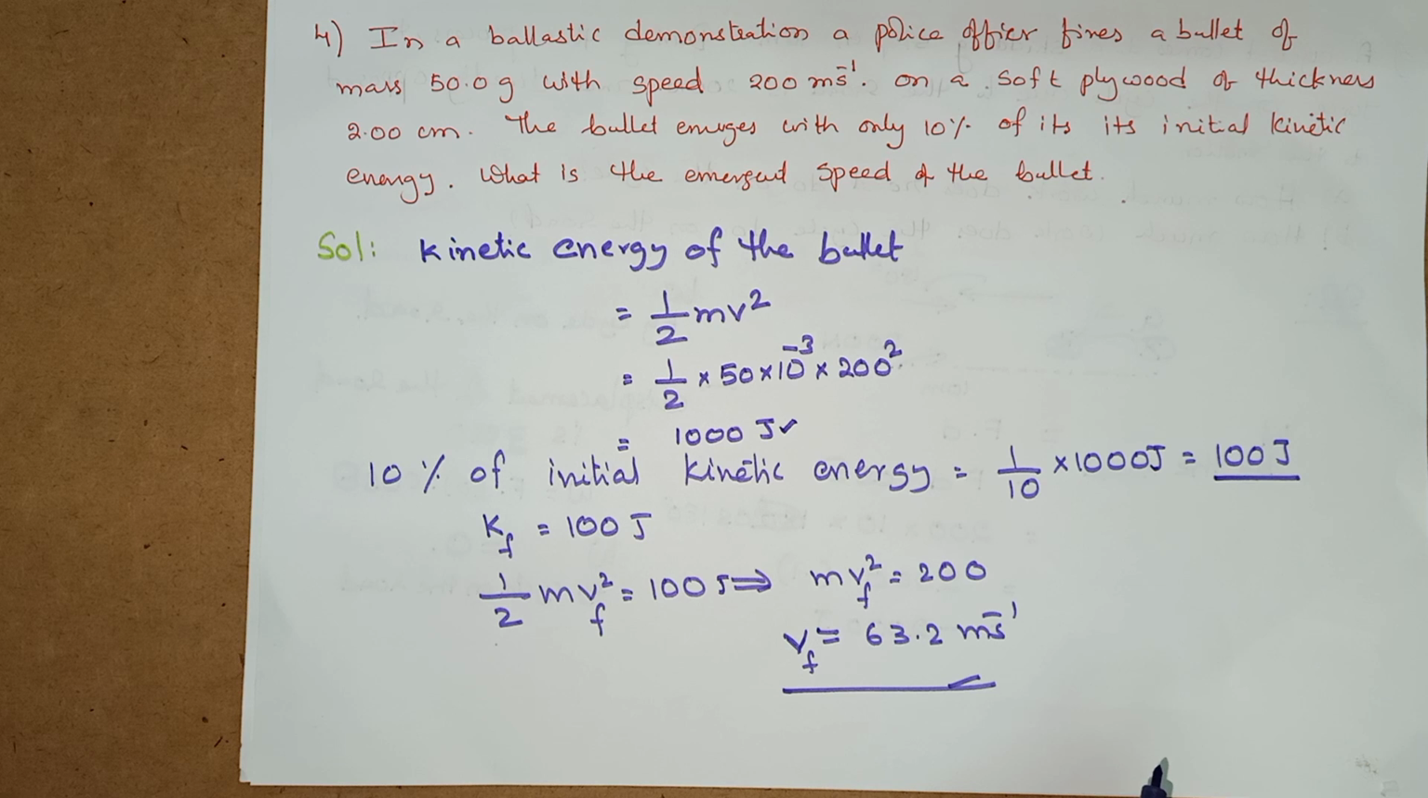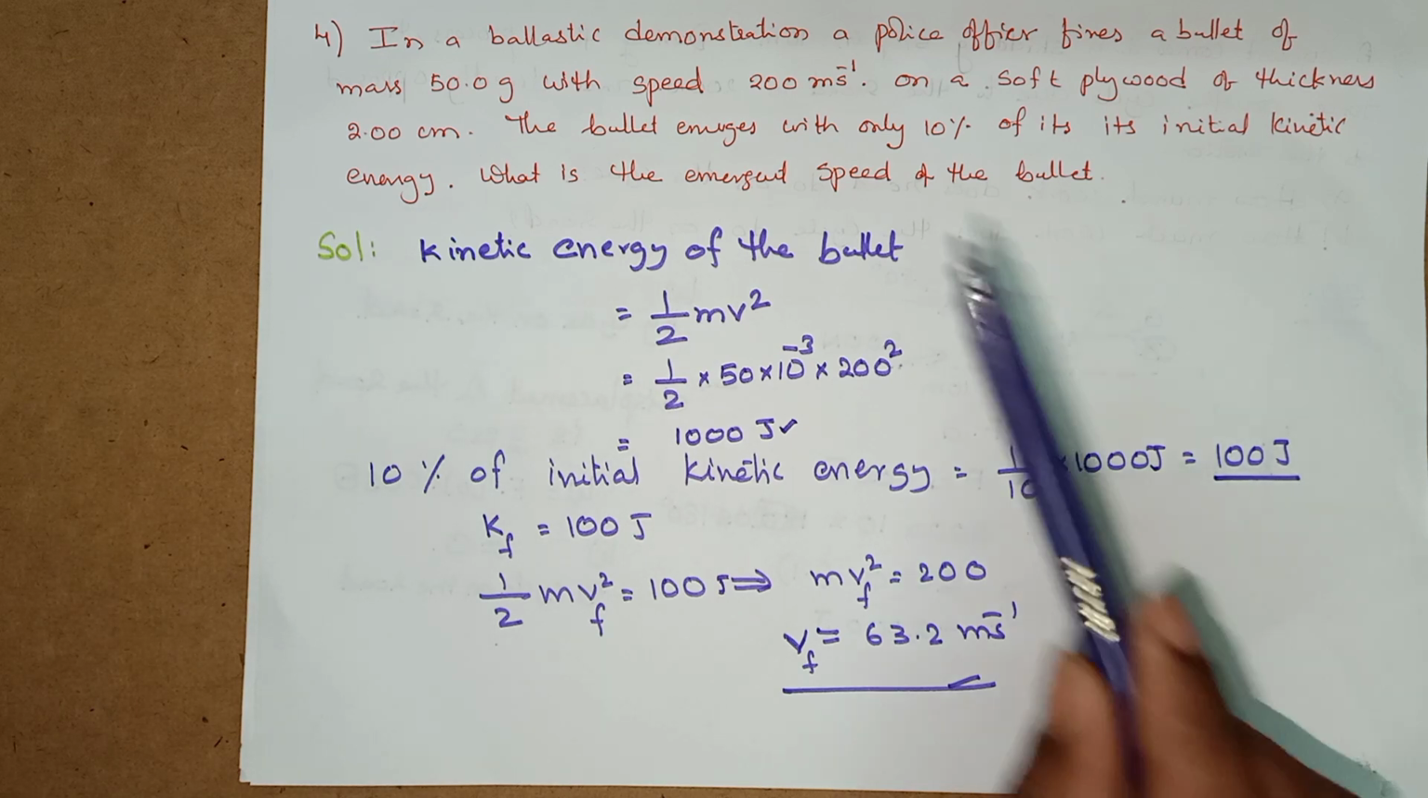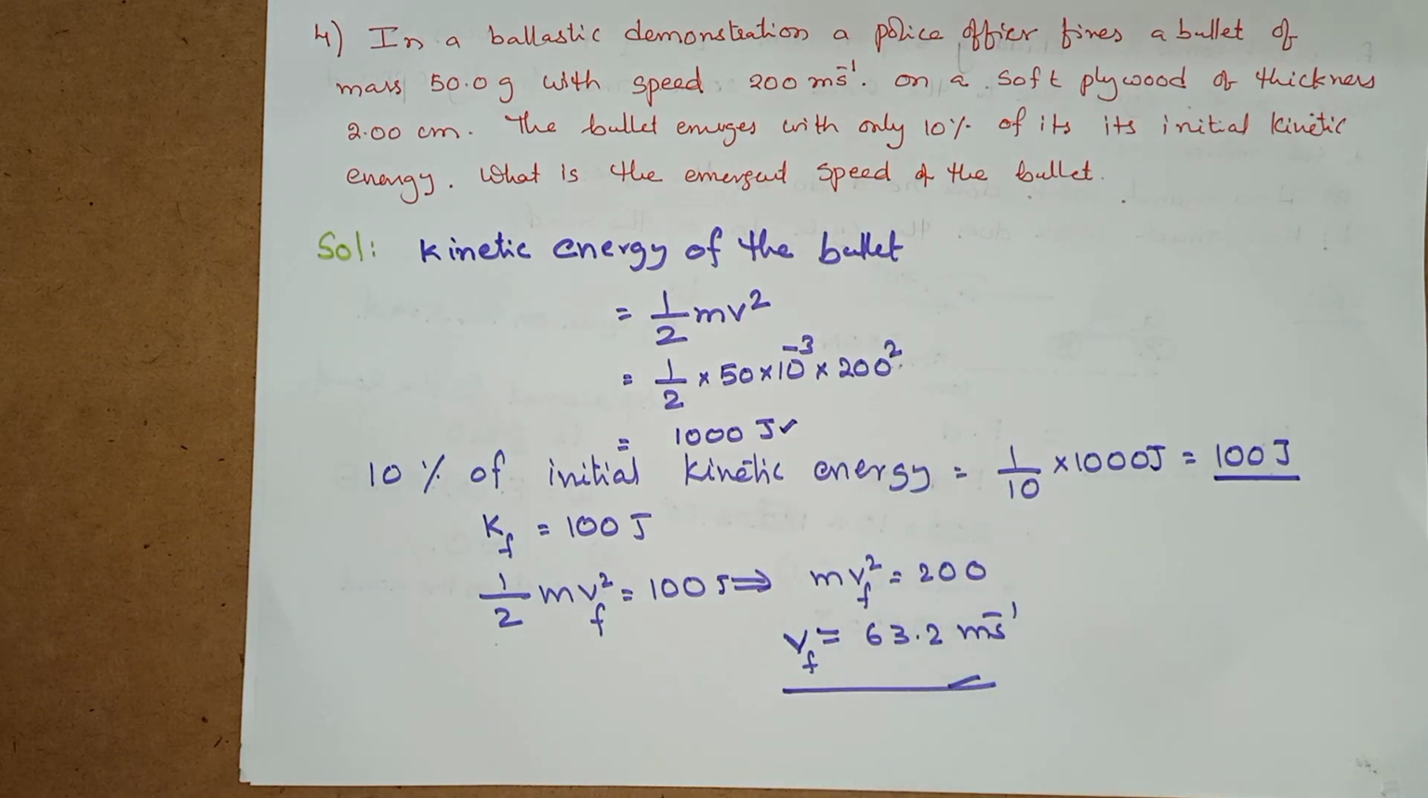Generally we might think that if the energy falls to 10%, the velocity also falls to 10%, so the answer might be 20 meters per second, but we got 63.2. So don't think that if the kinetic energy falls to 10%, the velocity also falls to 10%. That gives a different answer.